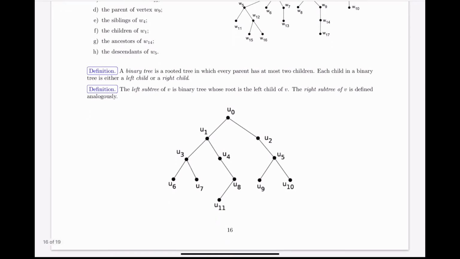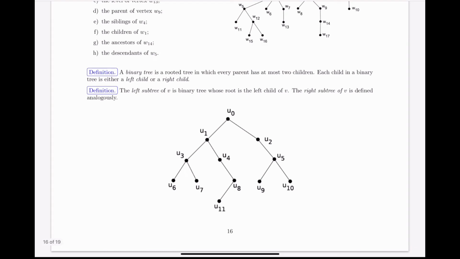Now, another type of rooted tree is what we call a binary tree. And that is a concept that is present in a lot of computer science applications. It is a rooted tree where every parent has at most two children. Okay, so binary meaning two. So every single vertex within has at most two edges going down away from the root. Now it says at most two, so I could have vertices that only have one child.